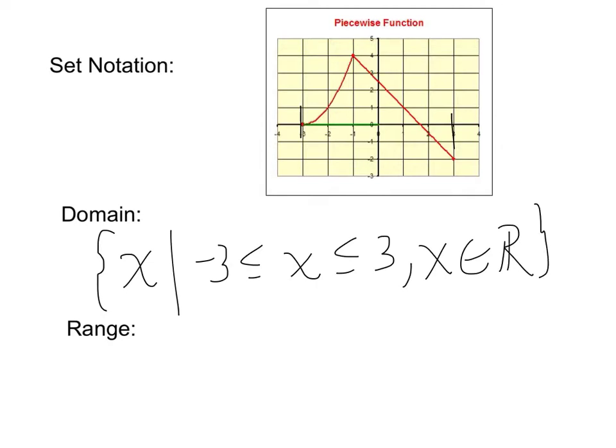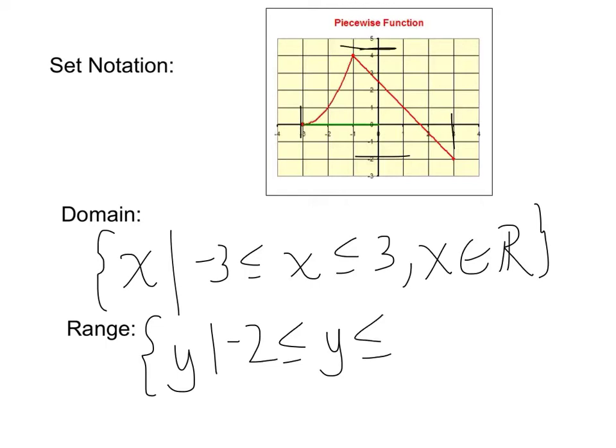All right. Well, for range it's the same thing. It's a set of all values of y such that y is greater than or equal to -2, less than or equal to 4, the top, and y is also a real number.